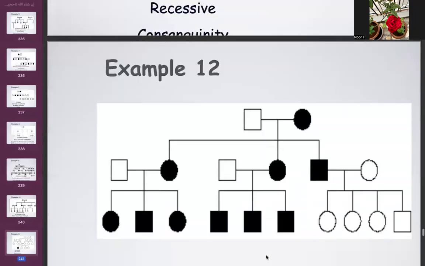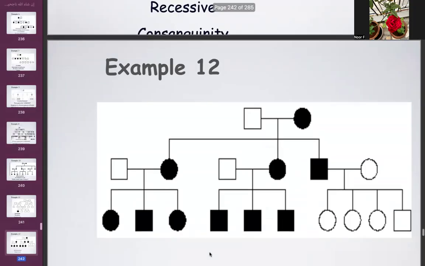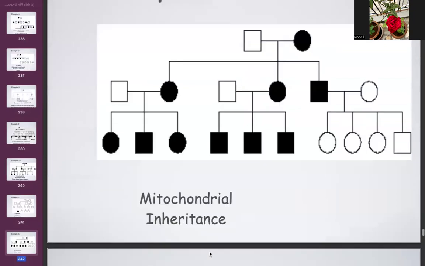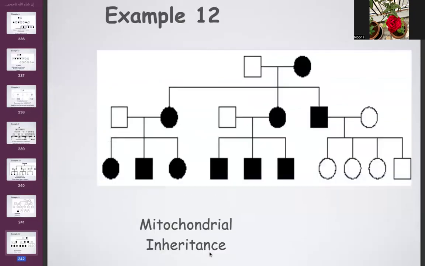Next, example 12. Here you can see that the female is affected and every generation is affected. 1, 2, 3, 4, 5. So equally affected. So autosomal dominant. Okay.